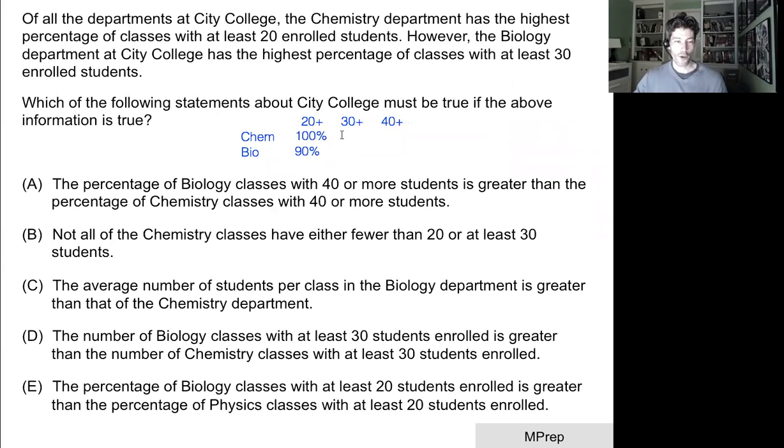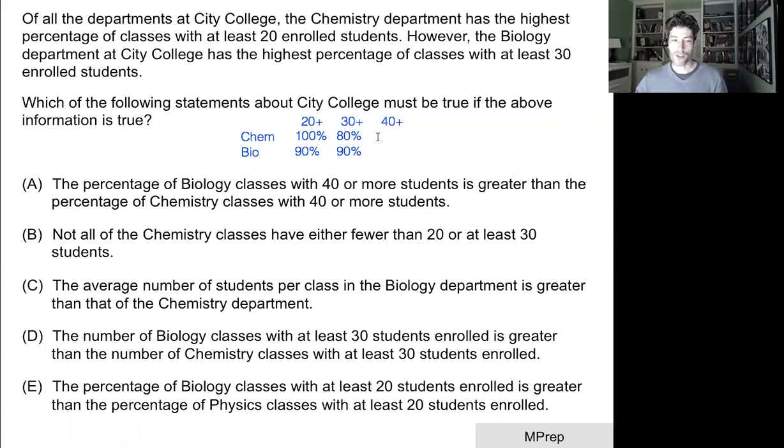Now, something happens at the 30-person threshold. Chemistry falls behind bio. So let's say chemistry falls 20% down, but bio holds firm, right? So bio's in the lead now at 30. Now you might say to yourself, well, if biology just passed chemistry at the 30-person mark, like it leapfrogged chemistry, what's to say that the chemistry department couldn't re-leapfrog the biology department at 40 students?